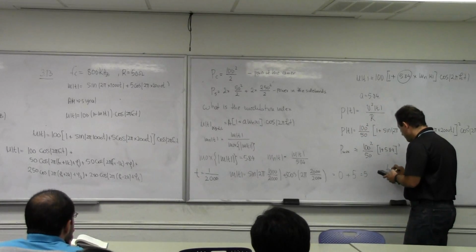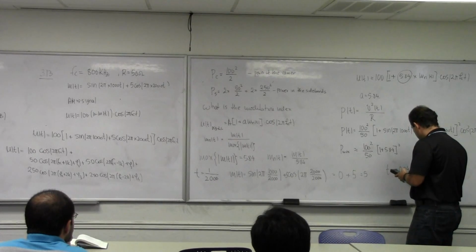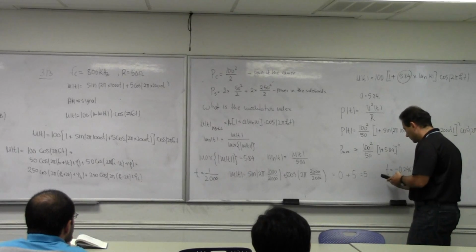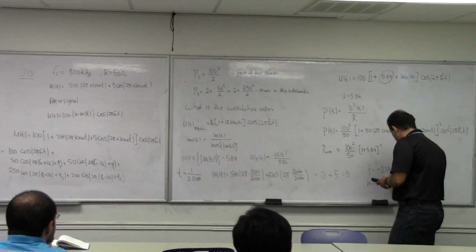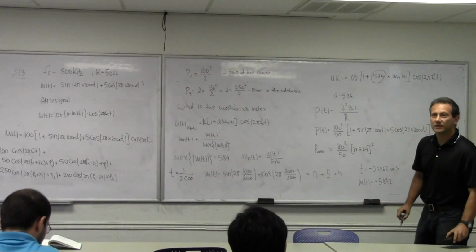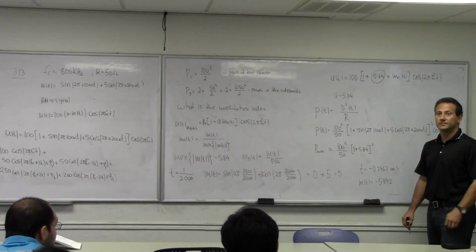So if you set t equal to minus 0.2462 milliseconds, then you get your value of m of t as minus 5.842. That's the maximum of this function. The extreme, it's a minimum.